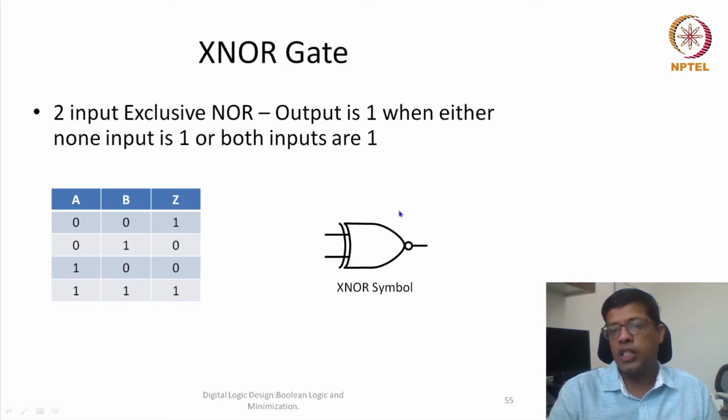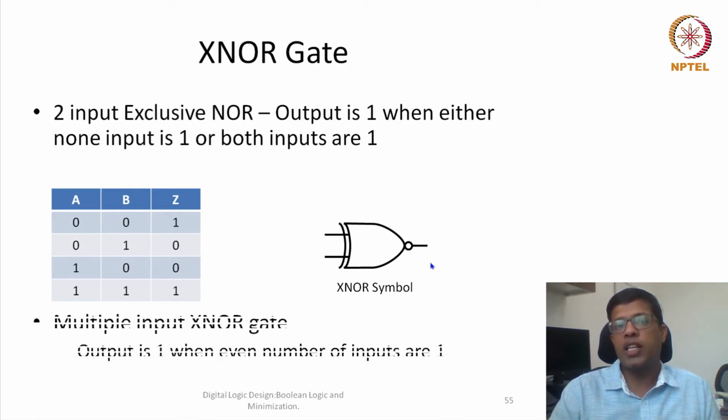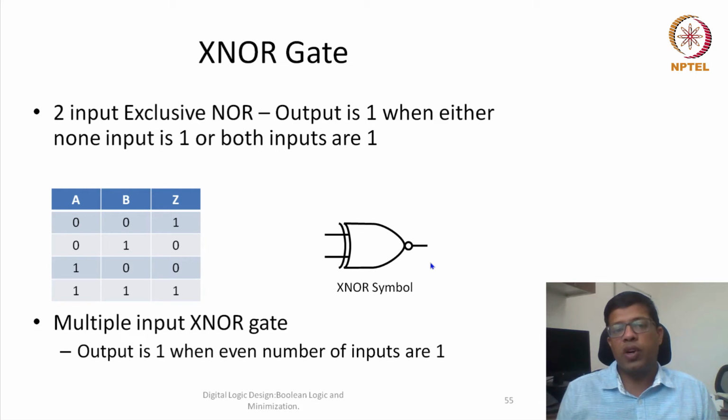So essentially, the XNOR gate is the XOR gate plus an inverter at the output. So how can I define it generically? Let's say the XNOR gate has more than 2 inputs. Then the output of the XNOR gate would be 1 only if the number of ones in the input is even.